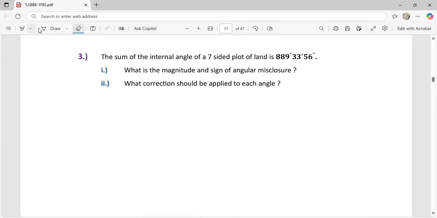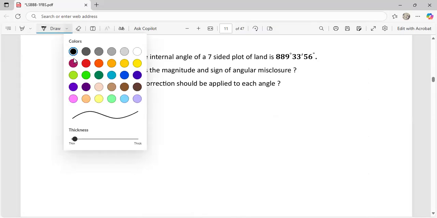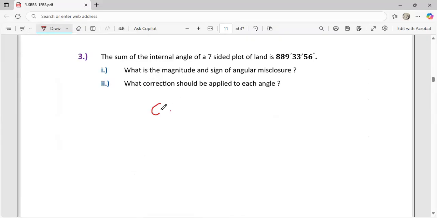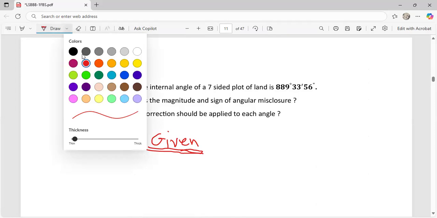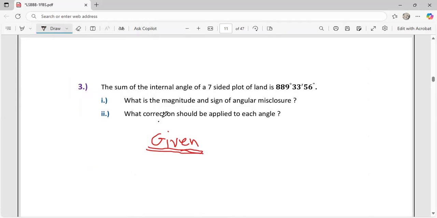When you meet such a question like this, first of all, we said that the first thing we are supposed to do is put down our given. And after putting down the given, this is what we are going to do. But even before we solve this question, this is an angular misclosure question.